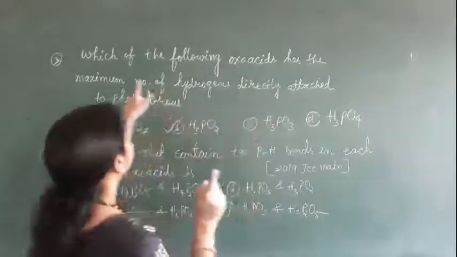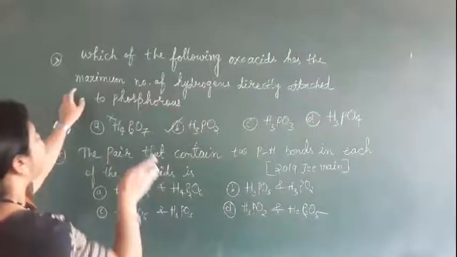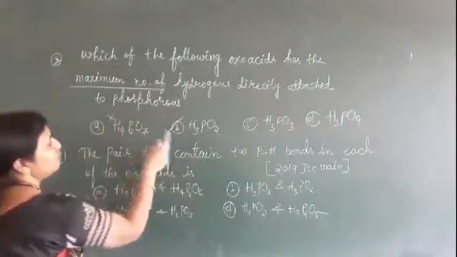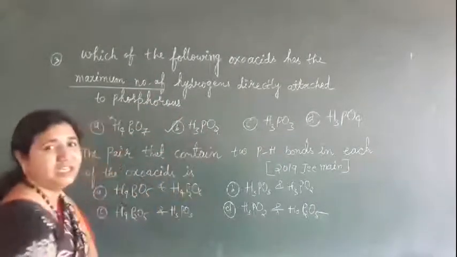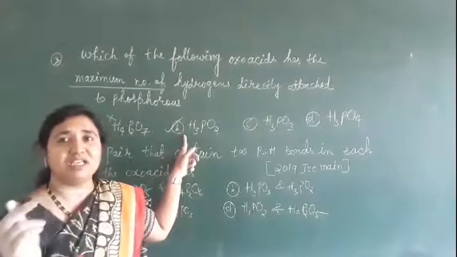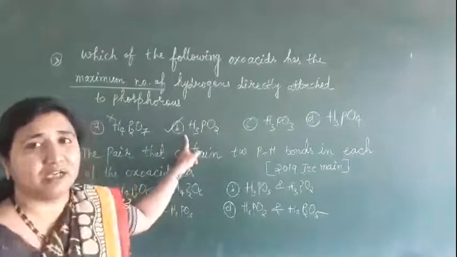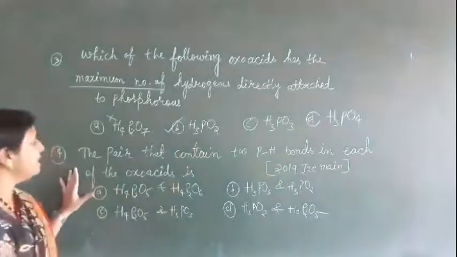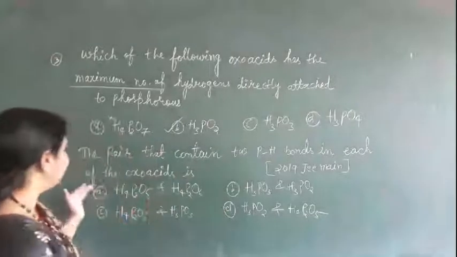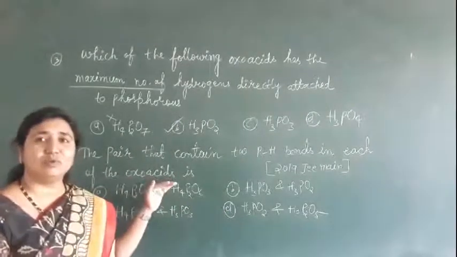So what are they asking in the question? The oxo acid with the maximum number of hydrogens directly attached to phosphorus is H3PO2. Option B is the correct option here. Here we have 2 P-H bonds, hypophosphorous acid. Next we have the question: the pair that contains 2 P-H bonds in each oxo acid. This is a 2019 JEE Main question.